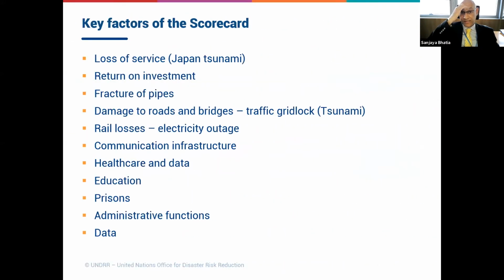So key factors, a loss of service. I could give again the example of the Japan tsunami, Fukushima. What happened there? The whole problem with the nuclear reactor happened because the electricity got knocked out by this tsunami. And the Fukushima plant had three backups for power.